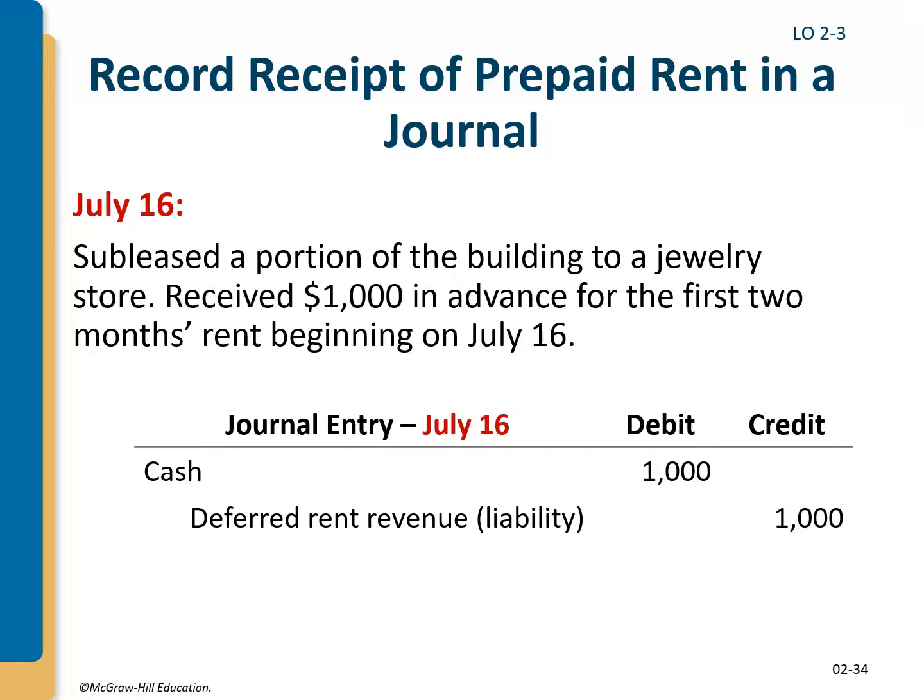What we do is we increase the liability, deferred, and sometimes you hear it referred to as unearned rent revenue, because that is revenue to us. It's not earned yet because it was for advance. So as of today, when we get the money, we owe that service. So we increase the deferred rent revenue liability account on the credit side.